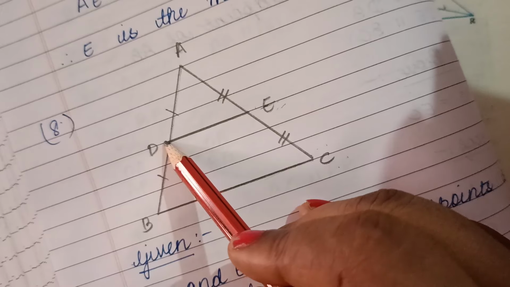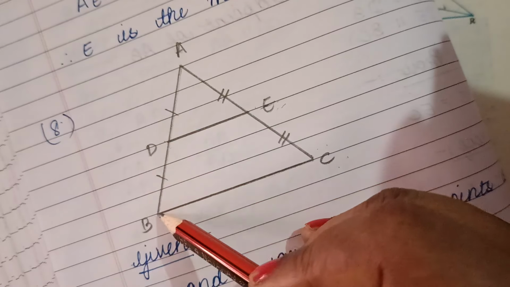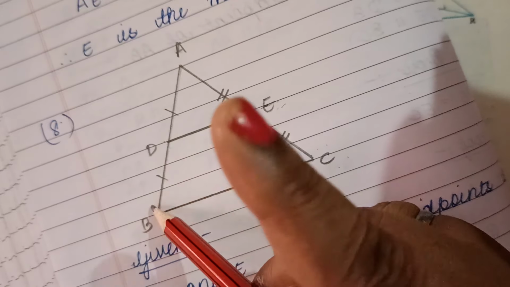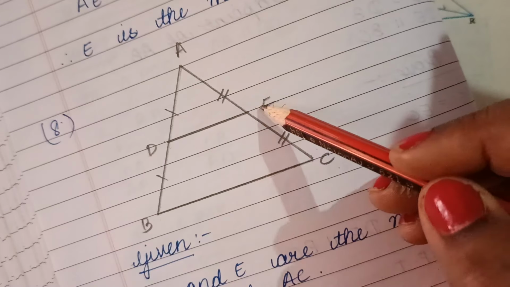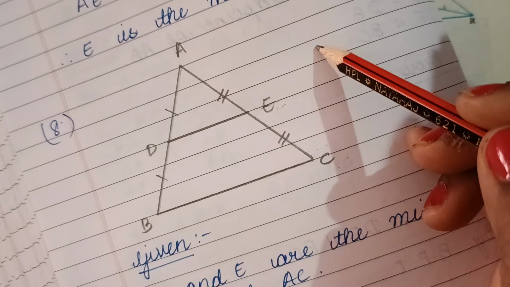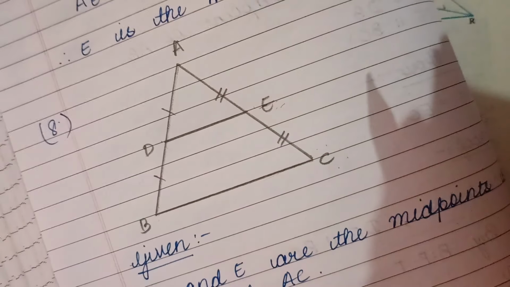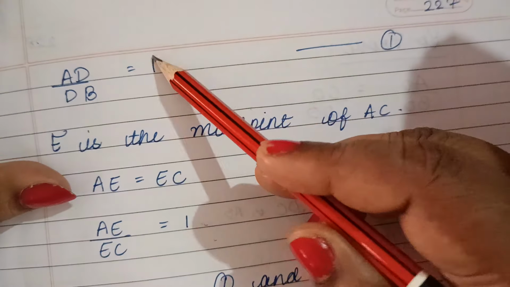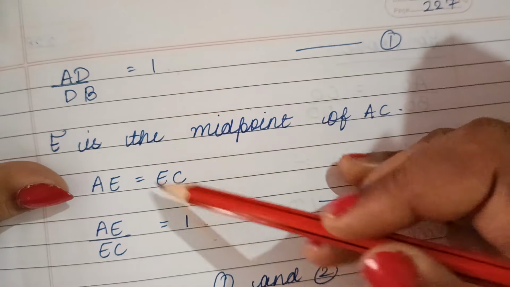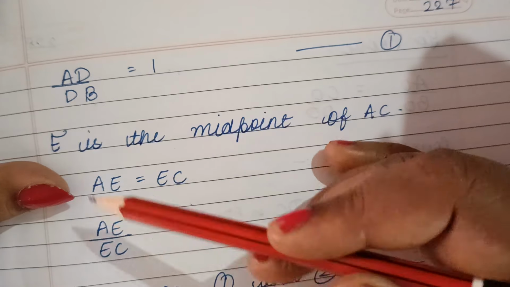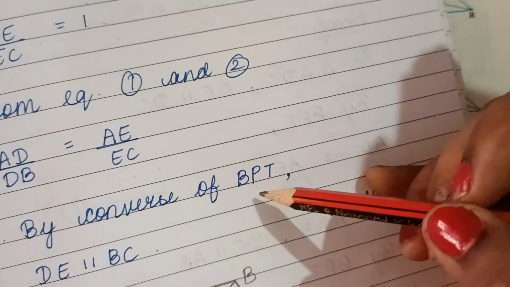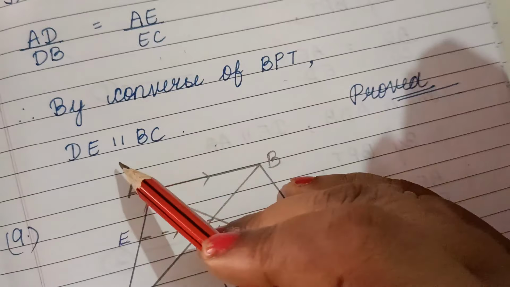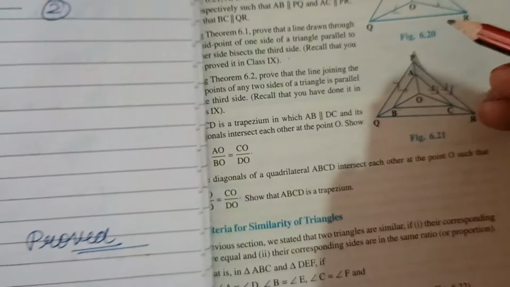Now since D is the midpoint of AB, AD is equal to DB, or AD by DB equals 1. Similarly, if E is the midpoint of AC, therefore AE by EC equals 1, or AE is equal to EC. So you just see here, what do you find? From 1 and 2, the right hand sides are equal, so the left hand sides will also be equal. So AD by DB equals AE by EC, isn't it? So by the converse of the basic proportionality theorem, DE is parallel to BC.